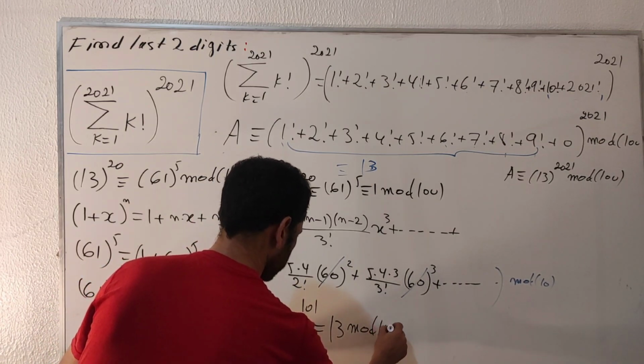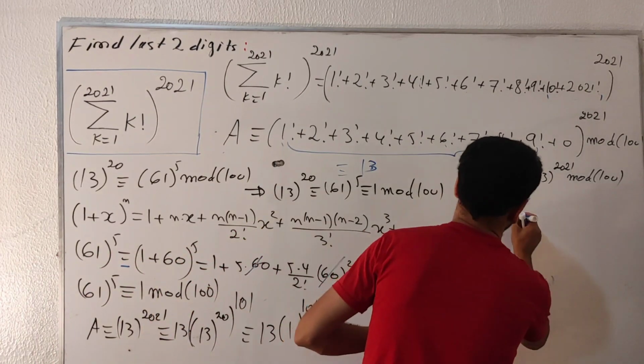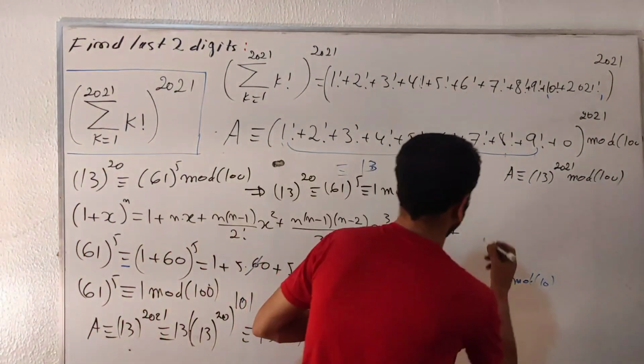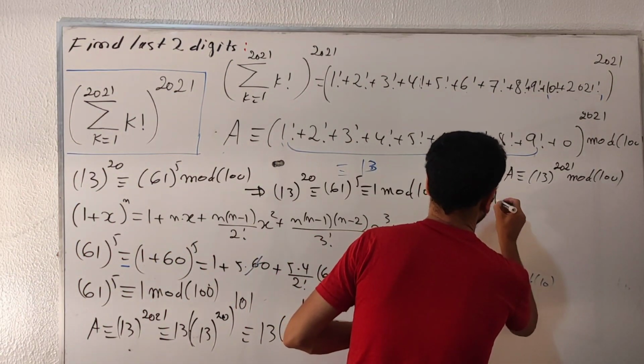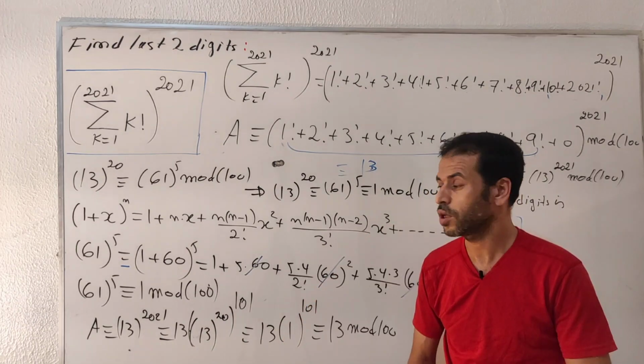Now we get the last 2 digits. We found 13 as a remainder, which means the last 2 digits are 13. So I have ended this video.